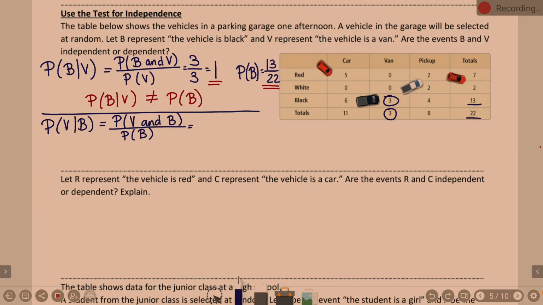What are the chances of having a van that is black? There's 3 of them. How many black vehicles? 13. So that's 3 out of 13. What do we need to check? The probability of V, the original probability just without the condition. Probability something is a van: 3 over 22. We have 3 vans over 22 vehicles.